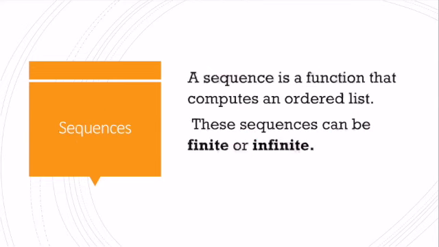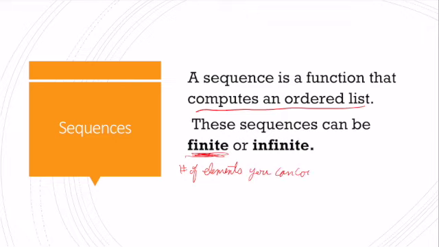These are examples of sequences. A sequence is a function that computes an ordered list. And these sequences can be finite or infinite. Okay, finite meaning that they have a number of elements you can count. So you can count them. So they have 5 or 25. Infinite means exactly what it sounds like, right? We can't count them. There's no way. They go on and on forever.